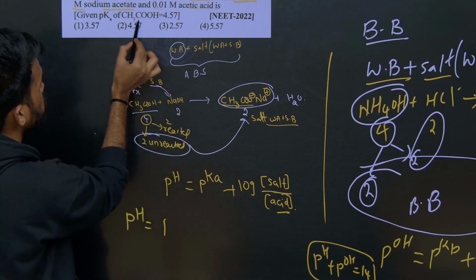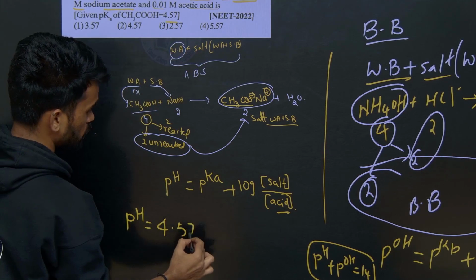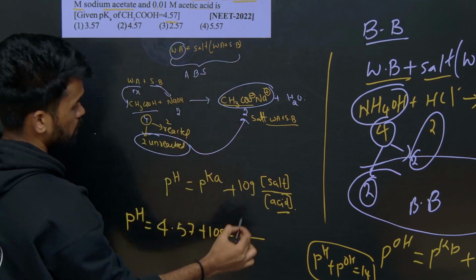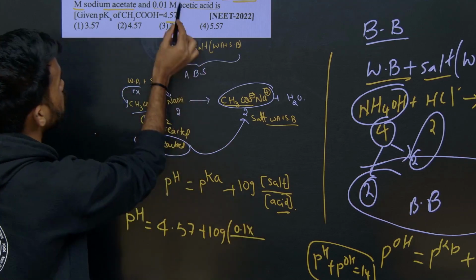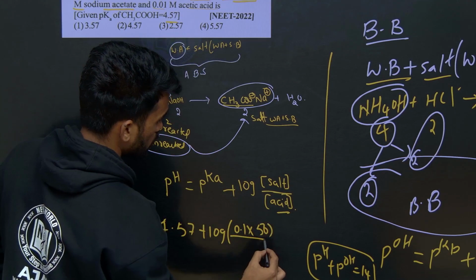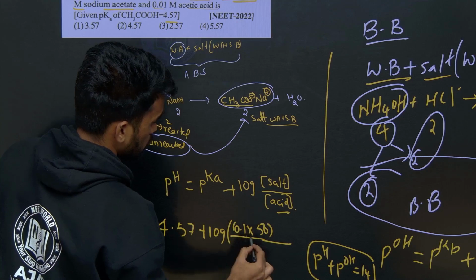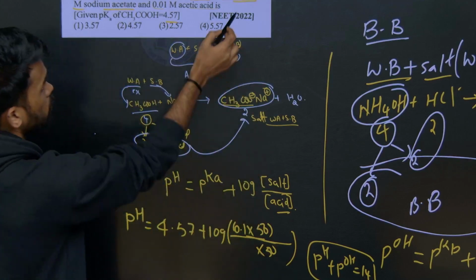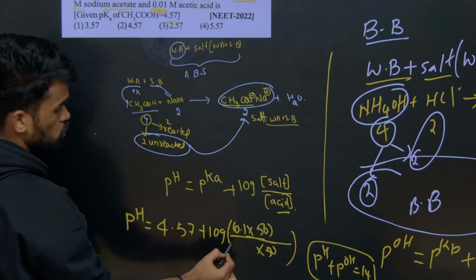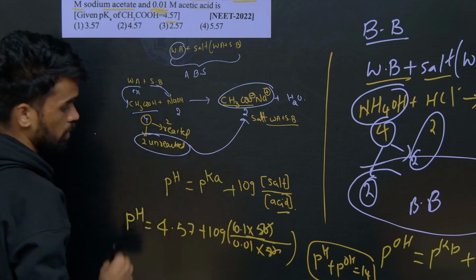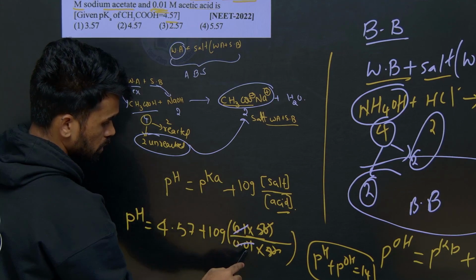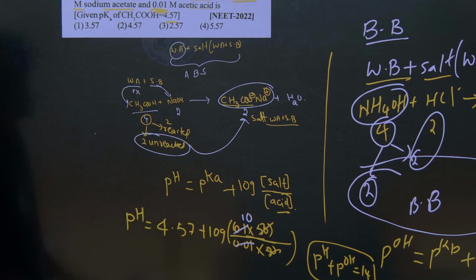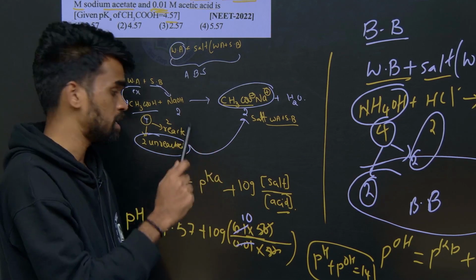So the given pKa is 4.57 plus log. What is the salt concentration given? 0.1 into its volume, 50. Then in the denominator, what is the acid concentration given? The volume is 50 ml and the concentration is 0.01. So the volume cancels out. Since this is 0.1 in the denominator, I take it as 10 in the numerator.